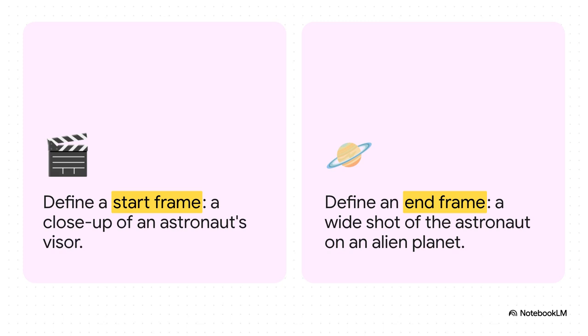It has this really cool, unique feature where you can give it a start frame and an end frame. So for example, you could give it a close-up of an astronaut's visor and then a wide shot of that same astronaut standing on an alien world. Pixverse then generates this incredible, slow, seamless zoom out that feels totally intentional, like a real animator directed it.